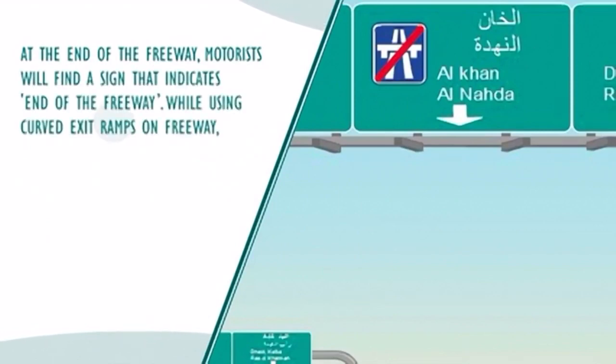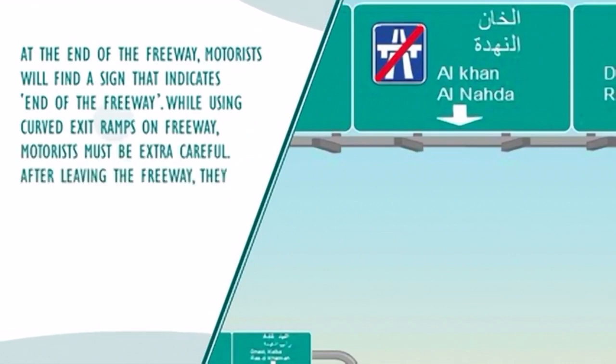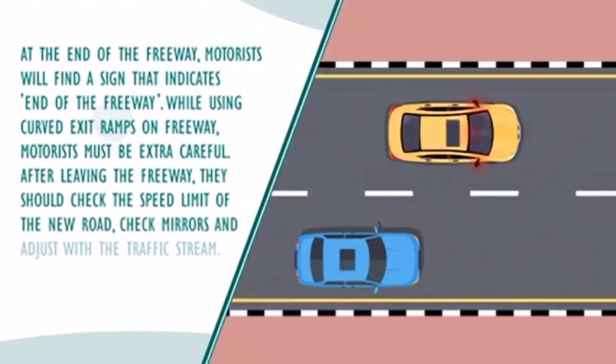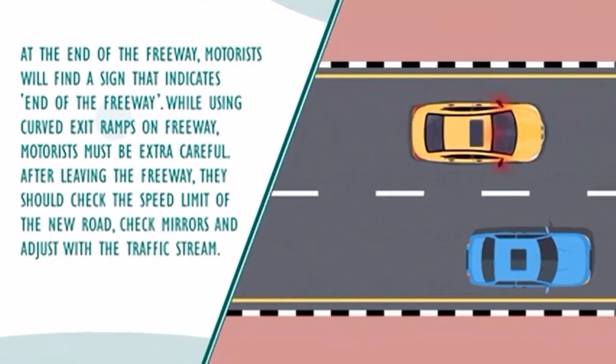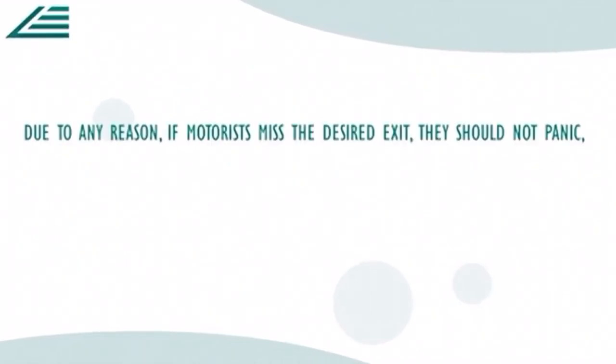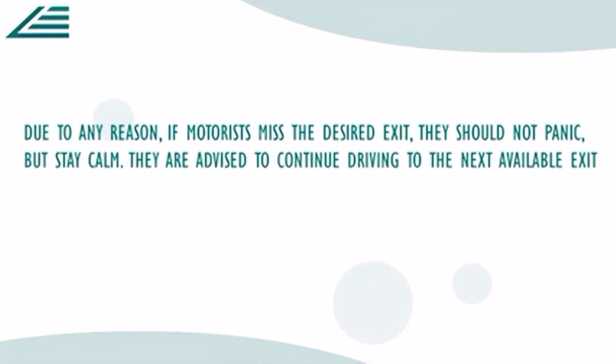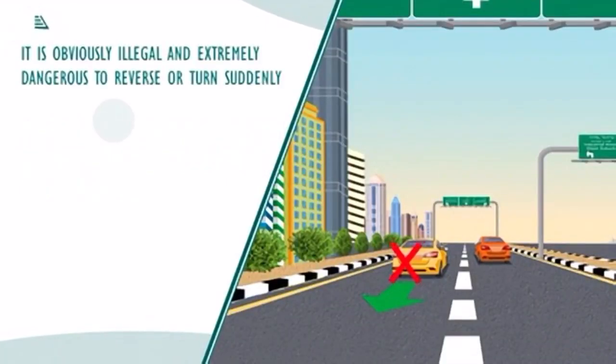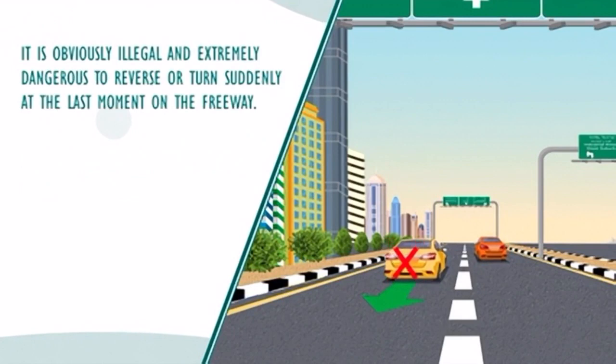While using curved exit ramps on the freeway, motorists must be extra careful. After leaving the freeway, they should check the speed limit of the new road, check mirrors, and adjust with the traffic stream. Due to any reason, if motorists miss the desired exit, they should not panic, but stay calm. They are advised to continue driving to the next available exit ramp for exiting. It is obviously illegal and extremely dangerous to reverse or turn suddenly at the last moment on the freeway.